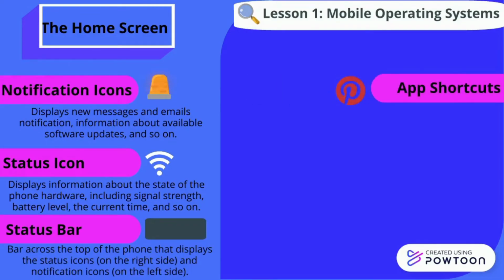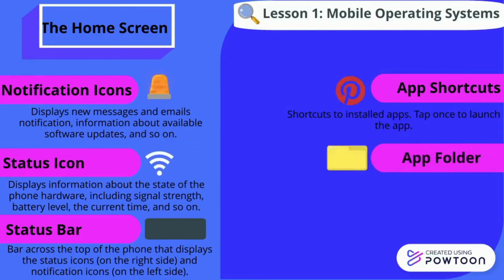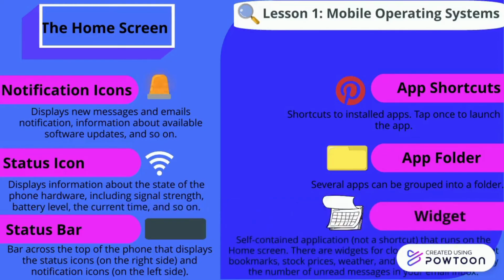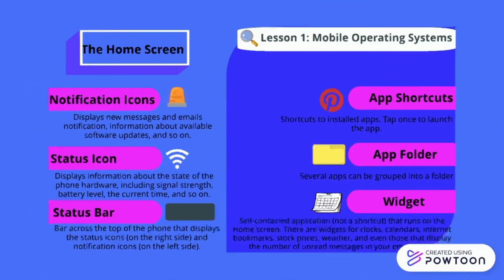App shortcuts: shortcuts to installed apps. Tap once to launch the app. App folder: several apps can be grouped into a folder. Widget: self-contained application, not a shortcut, that runs on the home screen. There are widgets for clocks, calendars, internet bookmarks, stock prices, weather, and even those that display the number of unread messages in your email inbox.